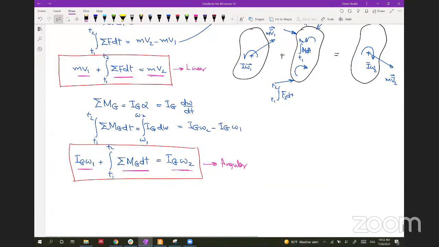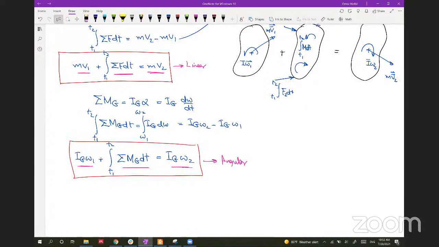So these are the two equations that we have now. But I want to mention something. If you want to take the moment about any other point rather than the CG, you will have the same thing, like a non-centroidal point. Let's call this point O or B, whatever.